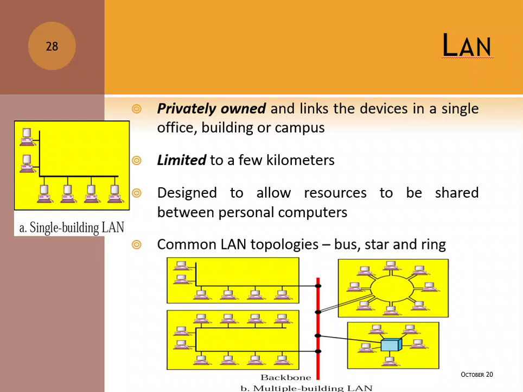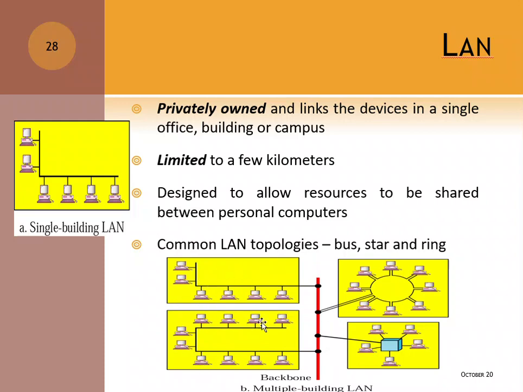Okay, so this is one of the examples of LAN, multi-building LAN. Okay, this is single building LAN. For the single building LAN, it uses bus topology, and for this one, multiple building LAN, okay, it uses what is this? This is a bus backbone connecting another 4 topologies to the bus.